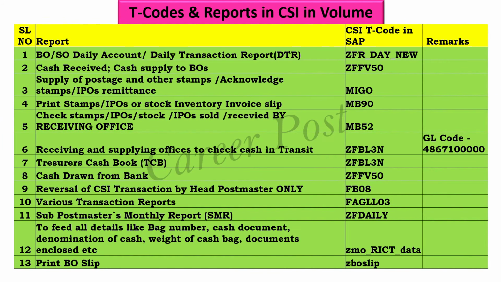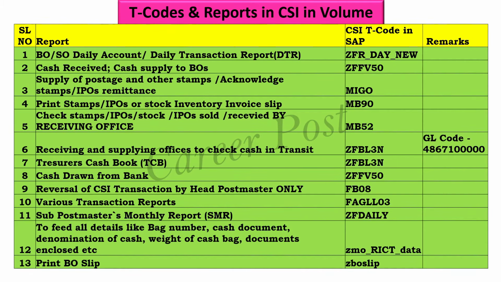Now let us see the T codes and reports in CSI in this Volume 6 Part 3. There are some 13 types of descriptions available here. For each item there is a CSI T code. That means by invoking these T codes or menus, in Finacle they call them menus, in CSI they call them T codes. On executing these T codes, you will get different reports generated in the core system integrator, that is CSI.